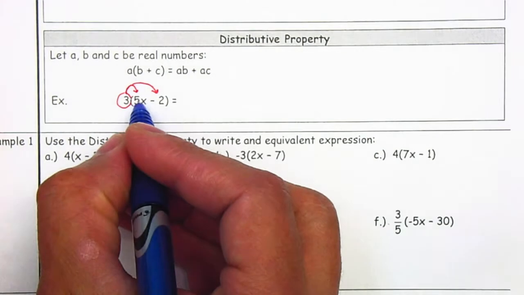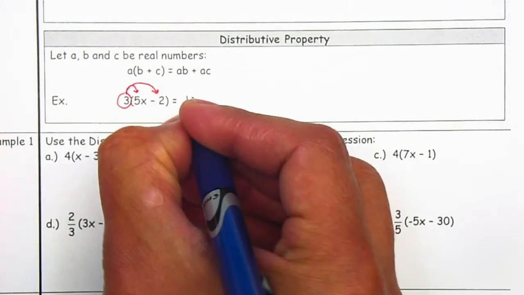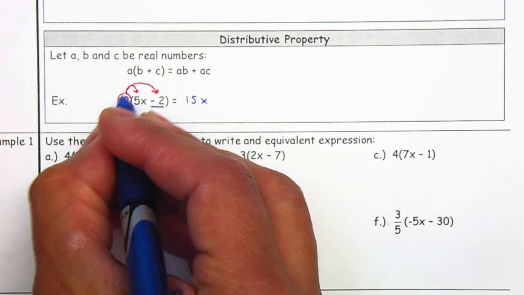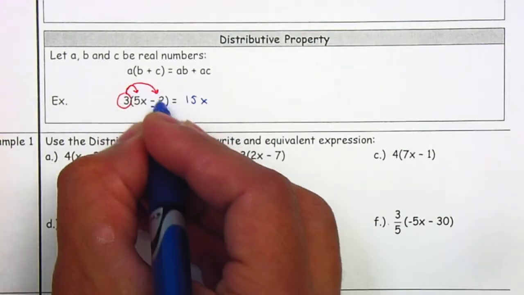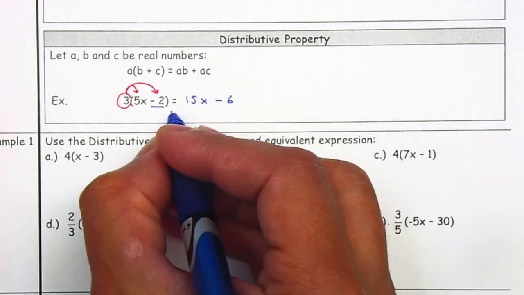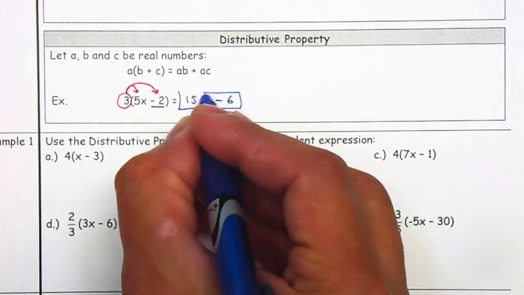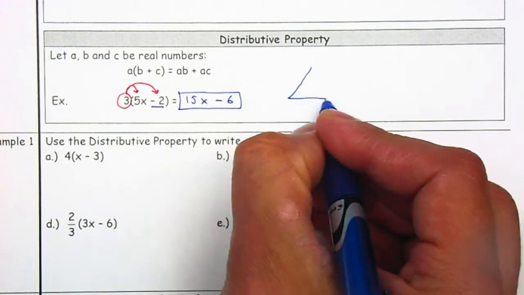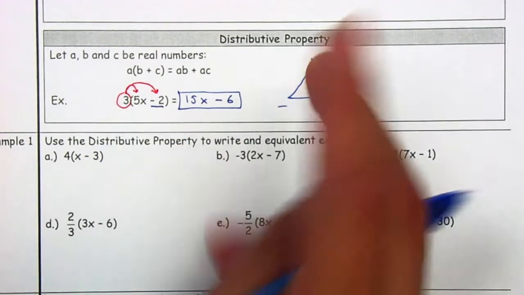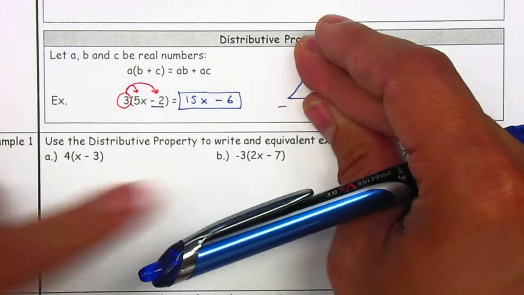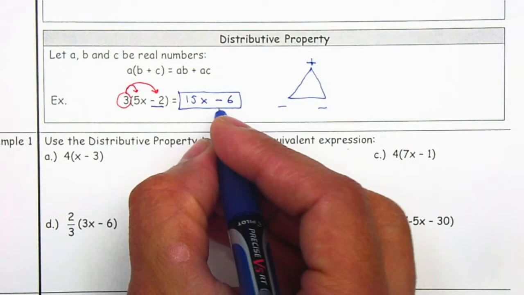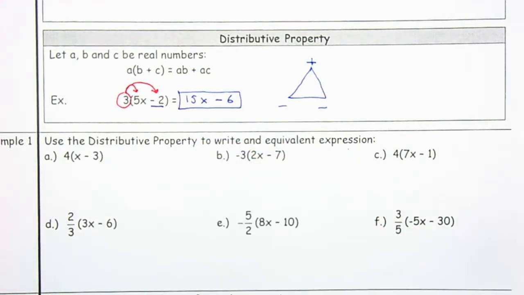So 3 times 5x will give us 15x. Now remember, this negative belongs to the 2. So it's 3, not times 2, but 3 times negative 2. And that'll give us a negative 6. To multiply, we are using our triangle. So when we multiply positive times a negative, our answer will be a negative. In this case, negative 6.